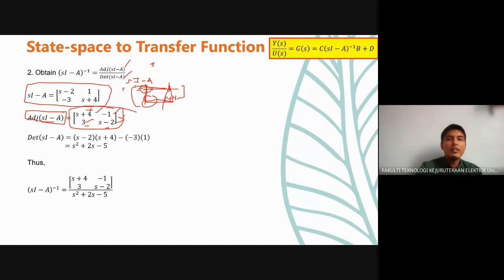Okay, after that, you need to find the determinant of sI minus A by using the 2T technique. And this is the answer for the determinant of sI minus A. So that's why you cannot use a calculator, because the sI minus A is in s. Thus at the end you obtain sI minus A inverse. This is the answer. This is the adjoint divided by the determinant.